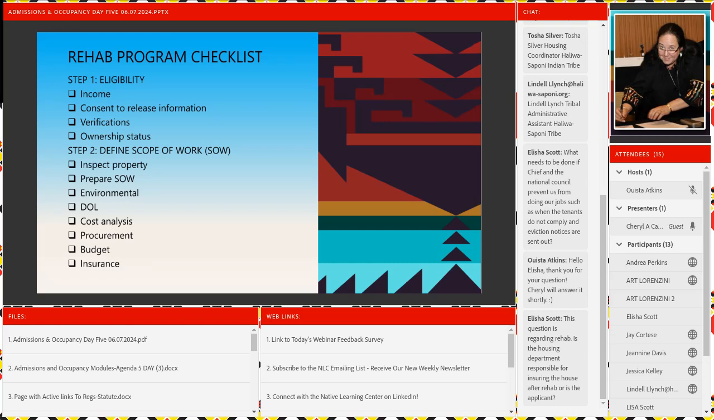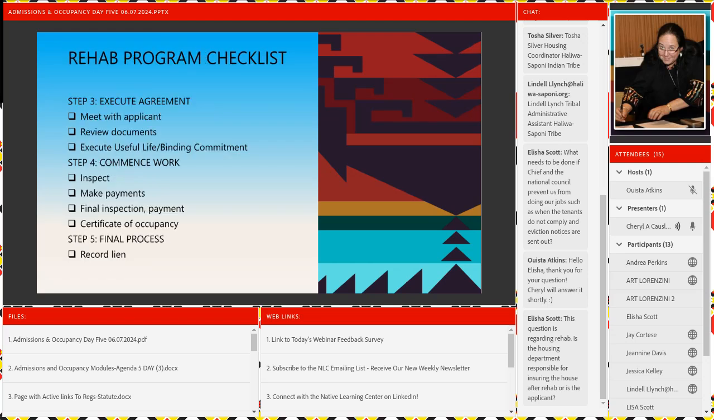Ownership status. Got to define that scope of work. Inspect the property, prepare the scope of work, make sure the environmentals. We have to do environmentals before we spend any money. Department of Labor: if it's over $2,000 and it's not your staff doing it, Davis-Bacon kicks in. Cost analysis, procurement. We have very stringent procurement, budgeting. And as I said, the insurance requirements. I think the insurance requirements are in your reference materials.